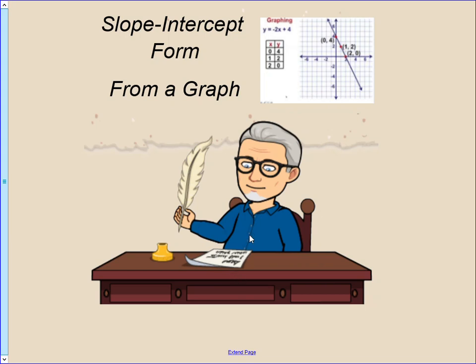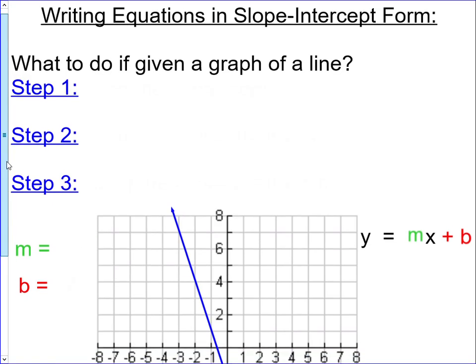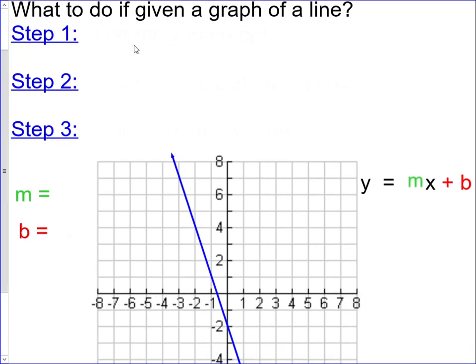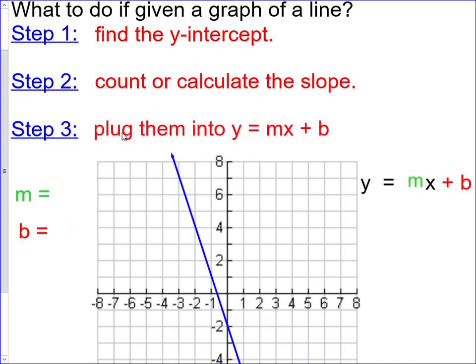Alright, today I'd like to just start out with a quick review of writing an equation in slope-intercept form from a graph. So let's review those rules. Step number 1 was to find the y-intercept. Step number 2 was to count or calculate the slope. Step number 3 is to plug them into our formula y equals mx plus b.